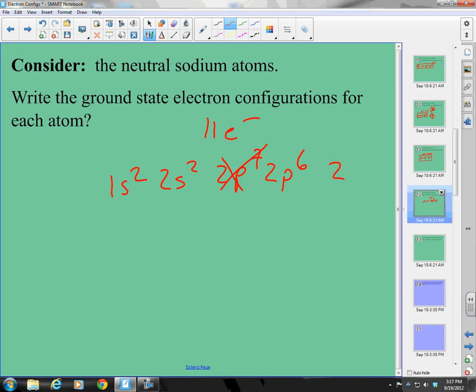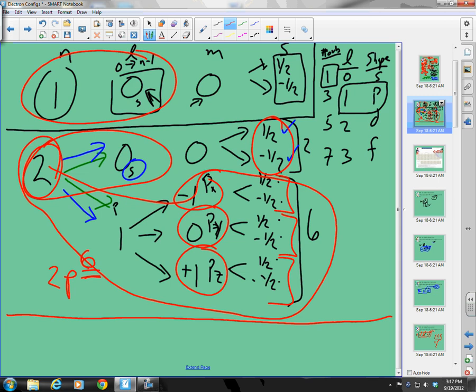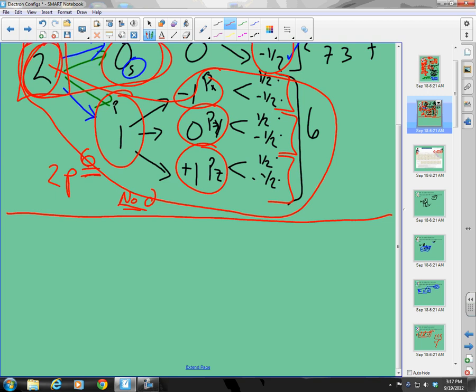How about 2d? Can it go to 2d? Well, I'm not sure. Let's go back and look at our quantum numbers. We have our n equals 1 and our n equals 2. And in my 2, I have s orbitals and I have p orbitals. Do I have a d orbital? No d. There's no d orbital, so where do I go next? Okay, we'd go to n equals 3.